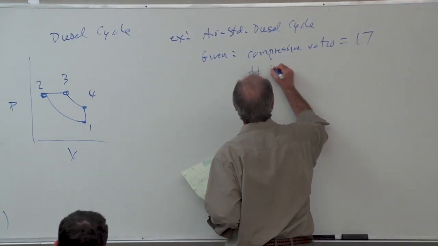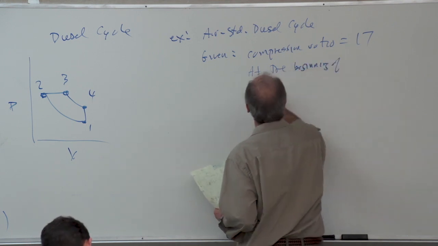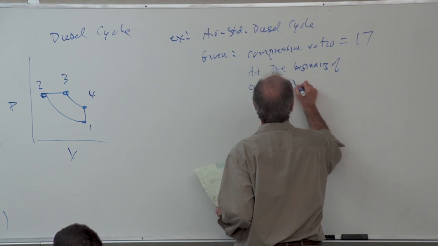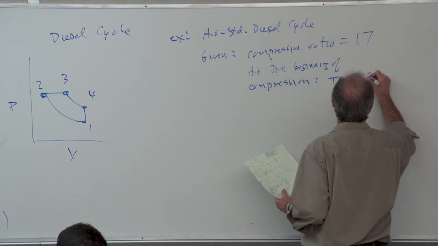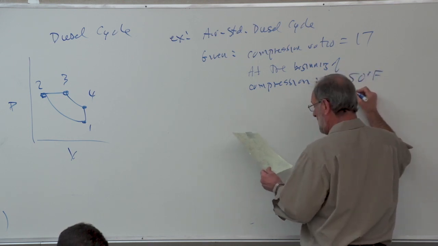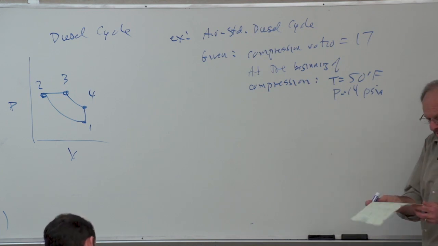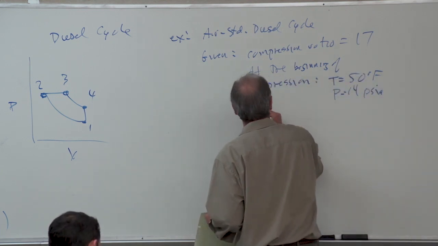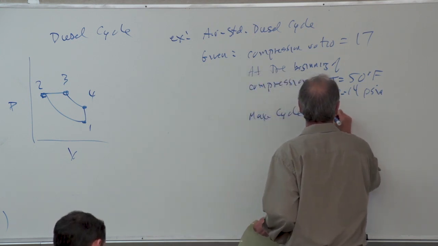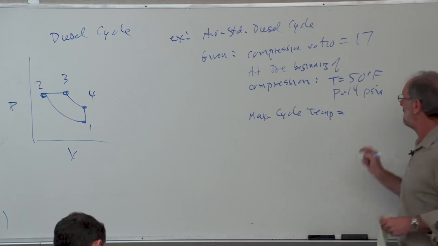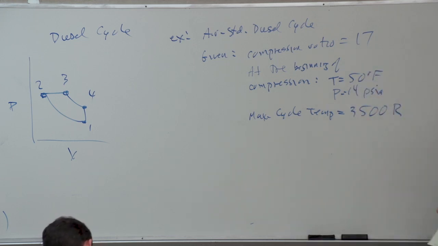We're also told that at the beginning of compression, we know both the temperature and pressure. So the temperature is 50 degrees Fahrenheit, and the pressure is 14 psi. Okay. Let's also be given that the maximum cycle temperature is 3,500, and this is going to be in Rankine.